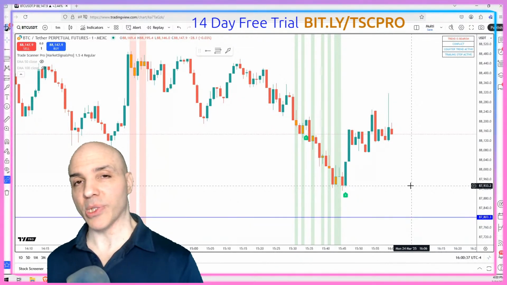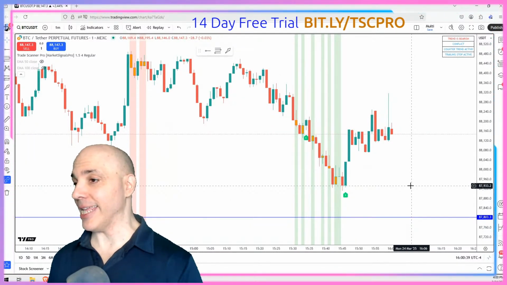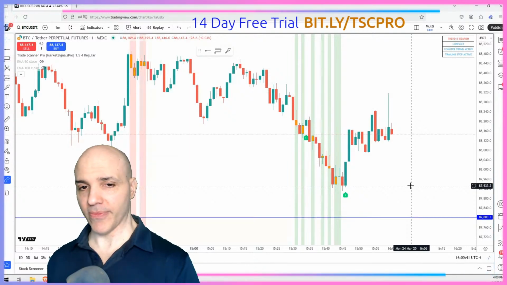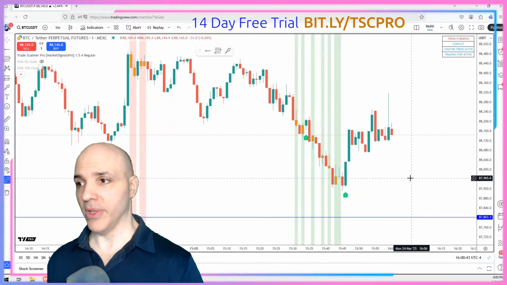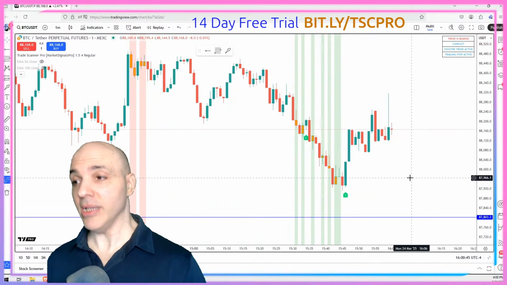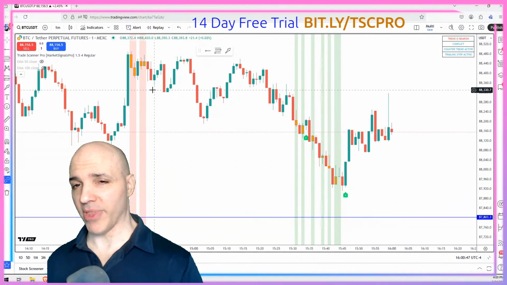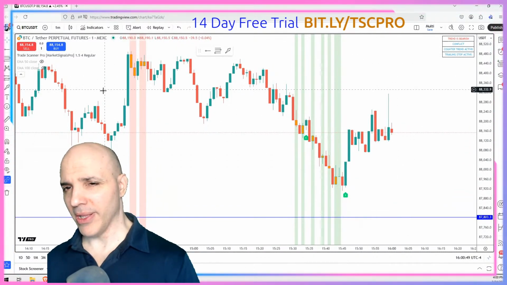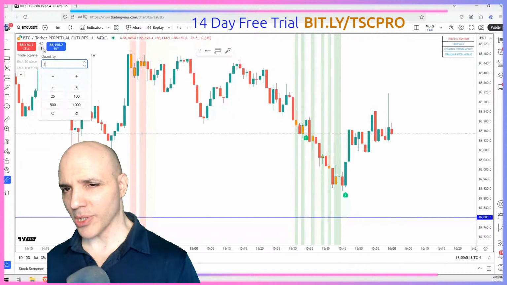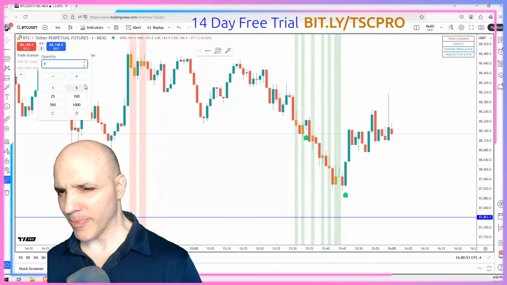The whole point of the Trade Scanner Pro is to have a confirmation tool, right? It's to confirm the trade. So we have our idea. The Trade Scanner Pro needs to confirm the idea. I have my little buttons up here, right? So I'm gonna have to change this. The size is gonna have to be 0.5.